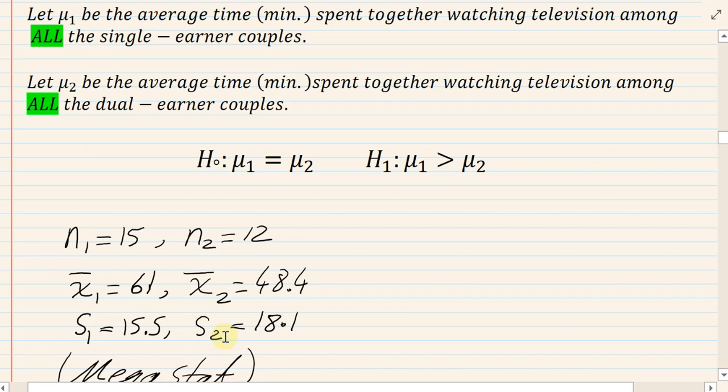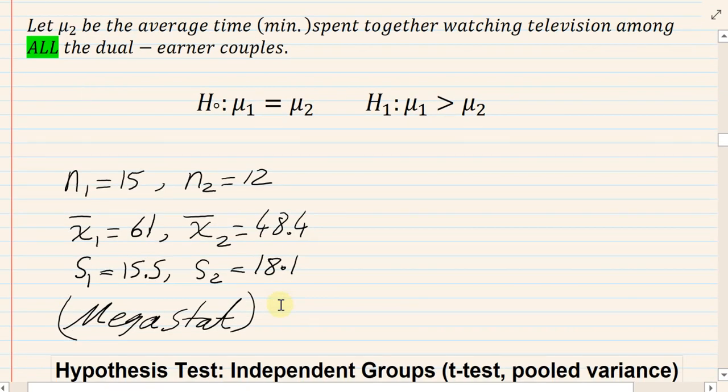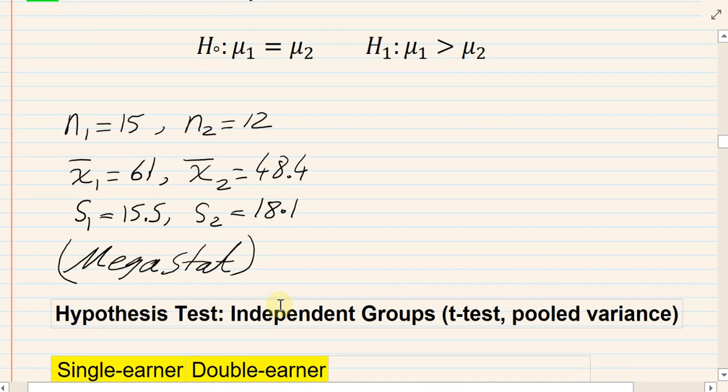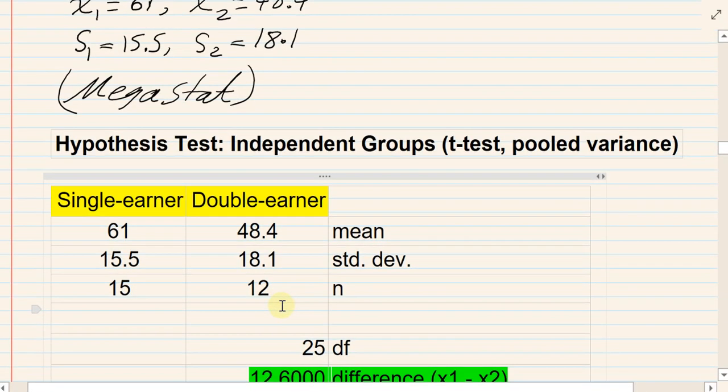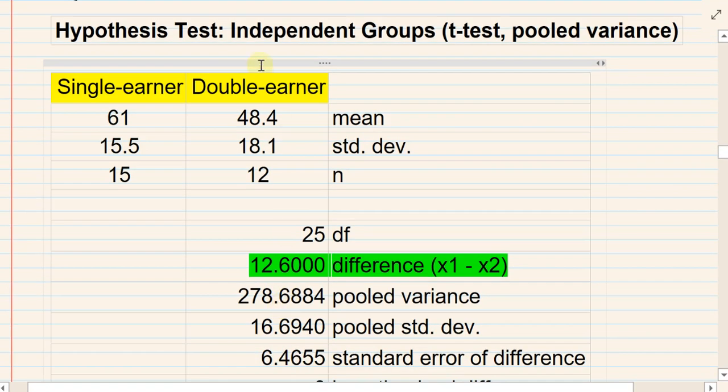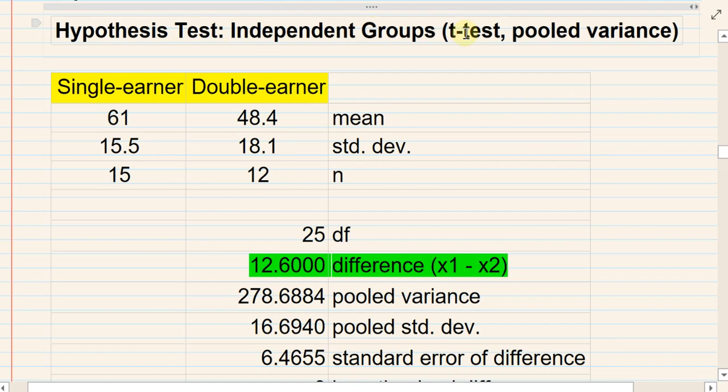Well, the process is called pooling them. What the pooled deviation does is it actually averages them, but it also takes into account the sample sizes. Let me show you the output from MegaStat, and then I'll go and do this click by click, step by step in MegaStat. Once we go to MegaStat and run it, this is what it's going to look like. The procedure is hypothesis test for independent groups, and it's a t-test, pooled variance. That means average based on sample sizes.